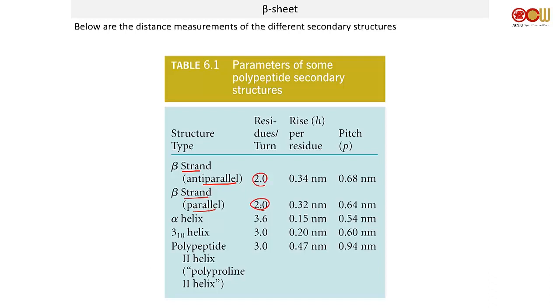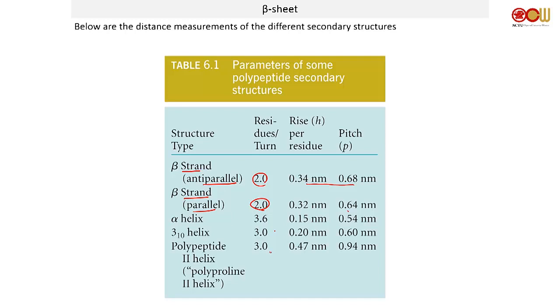Both of them are 2 residues per turn, and what you see is that in terms of rise and pitch, okay, you actually have a larger rise and pitch for the anti-parallel than the parallel, okay? But obviously you see the difference is not too big. This is 0.2 angstrom. Yeah, it's pretty small. You also got alpha helix and 310 helix right there. And you also got polypeptide 2 helix right there, okay?